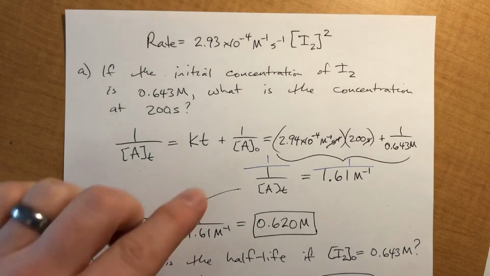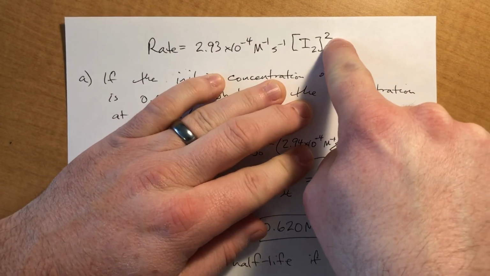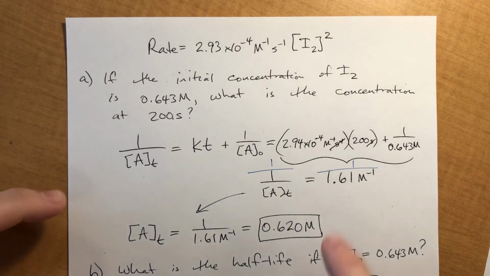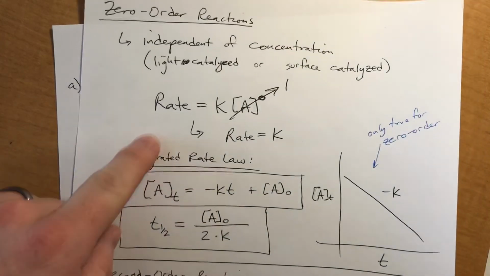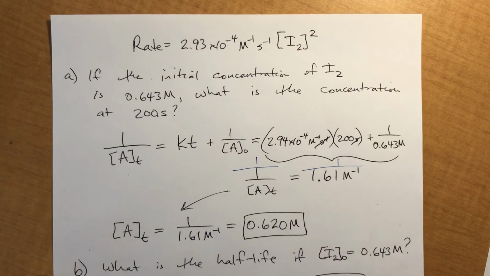Whenever you see a rate law given to you, the exponent at the top is going to tell you which set of equations to use. If there's a 2, you're going to use these ones. If there's a 0, you're going to use these ones. If it's 1, you're going to use the ones from the last video. But keeping this straight is critically important to getting the right answer here.